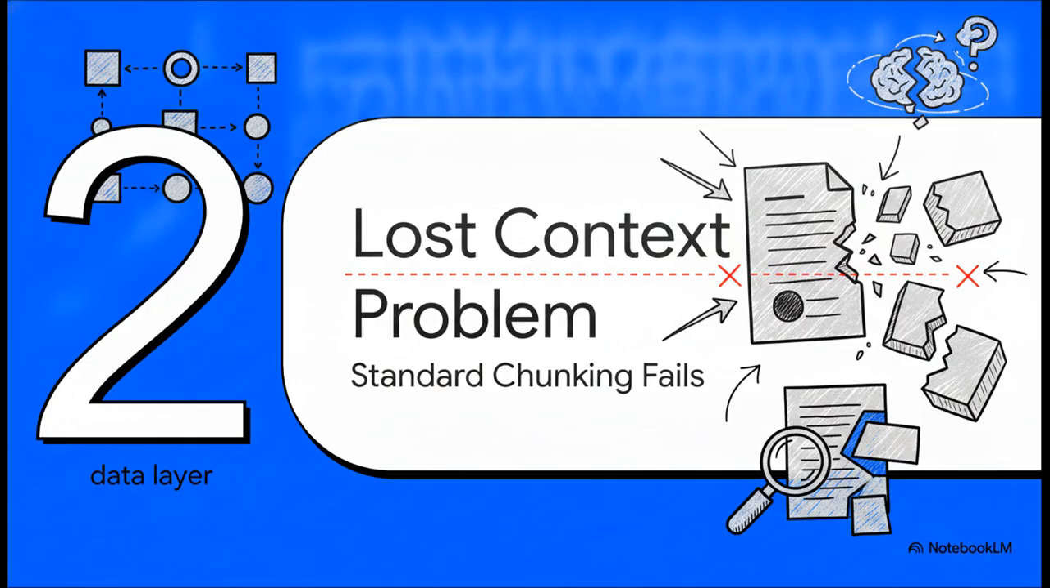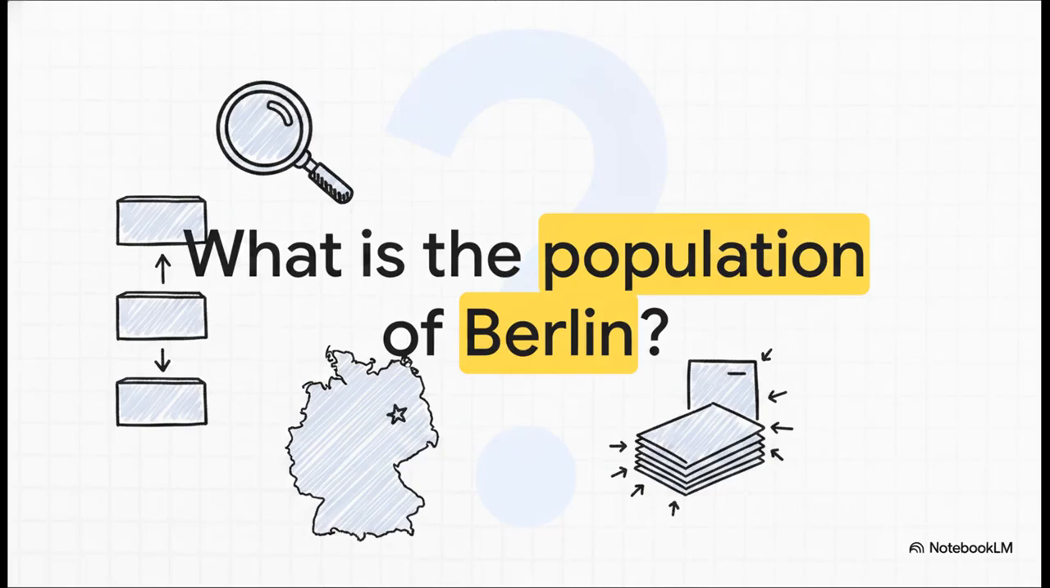Moving on to Section 2, the lost context problem, why standard chunking fails. Think about a standard RAG pipeline, the classic chunk then embed strategy. If a user asks a simple, relatable query like, what is the population of Berlin, you might think your system can handle that in its sleep. But let's actually look under the hood at how naive chunking processes the underlying text.